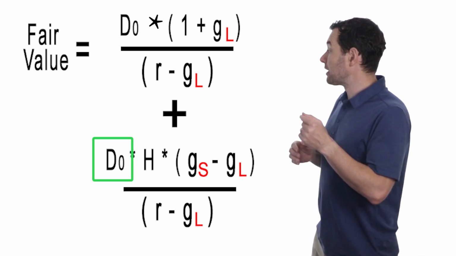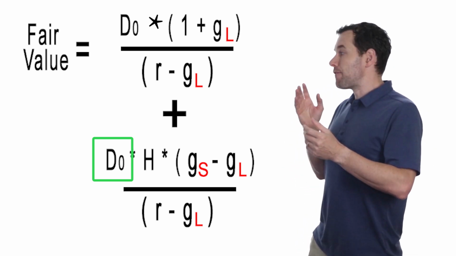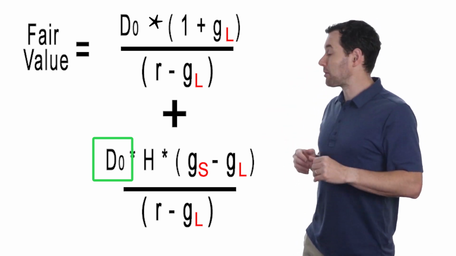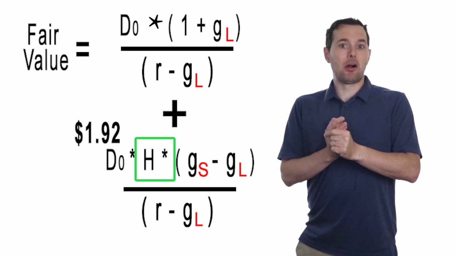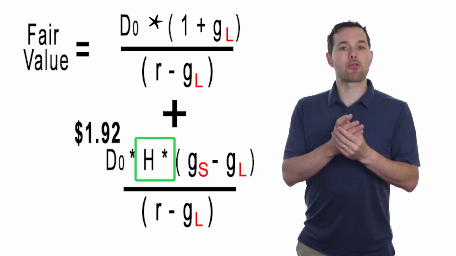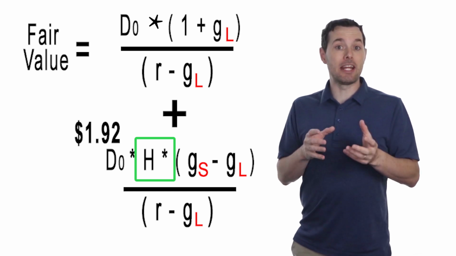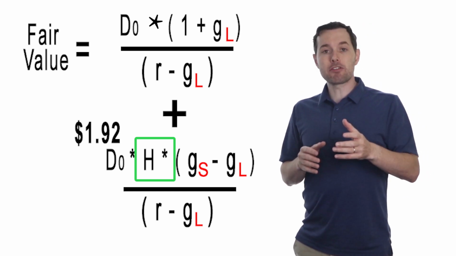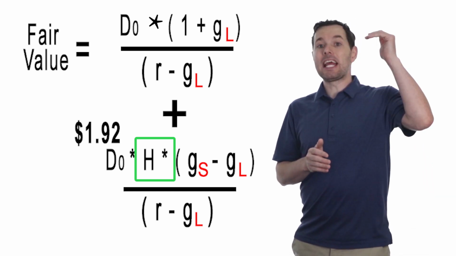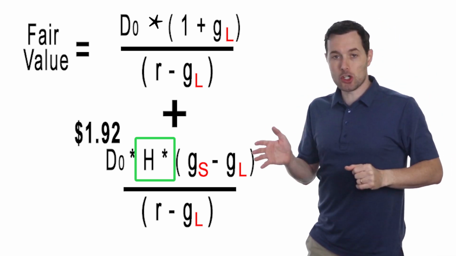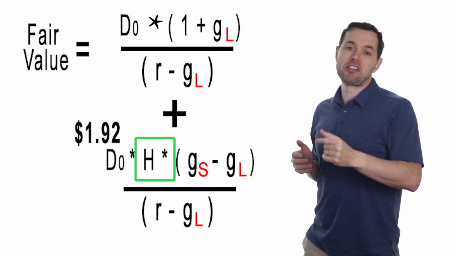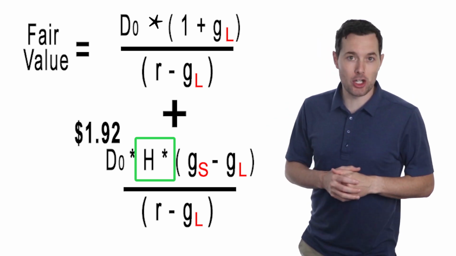D0 is once again the dividend for the current year. For Lowe's, that was $1.92. Then H stands for half-life. Ultimately, what we're trying to do is determine how long it's going to take for Lowe's to decrease from their current rate of, let's say, 18%. How long will it take for them to go to a long-term growth rate of, let's say, 6%? We use the same one that we used for Johnson & Johnson.